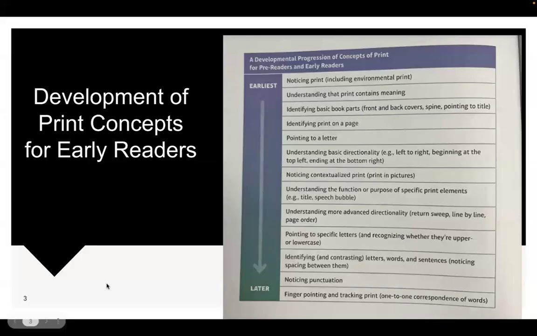On this slide, you will see a developmental progression of concepts of print, beginning with the earliest and simplest skills and working its way to the most complex, most sophisticated skills, beginning with noticing print in their environment and eventually understanding that print contains meaning, and ending with the ability to distinguish between letters, words, sentences, and even finger pointing and tracking print in books or in print.